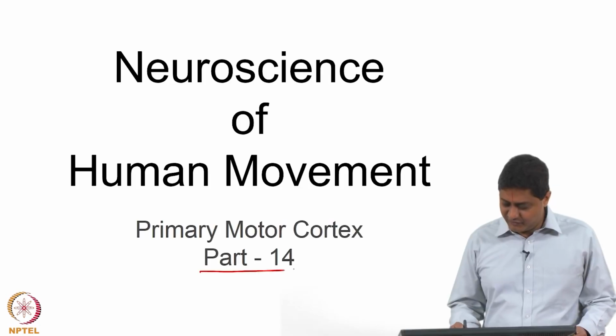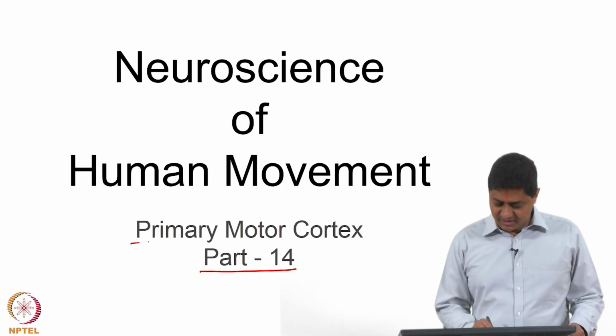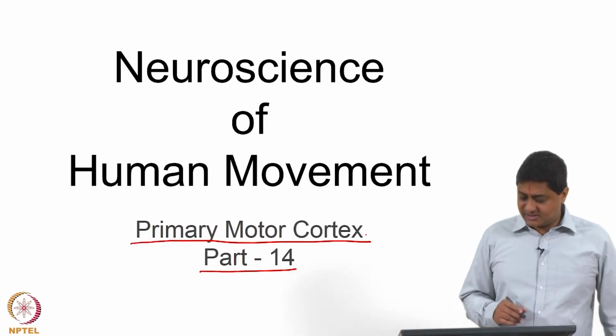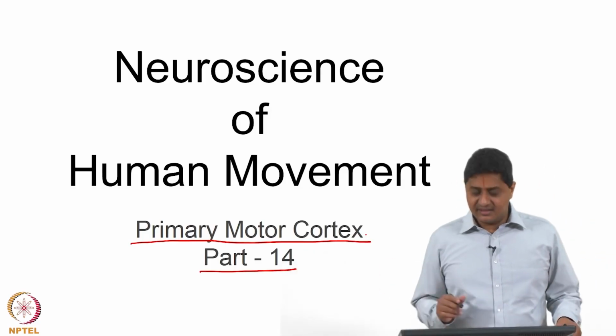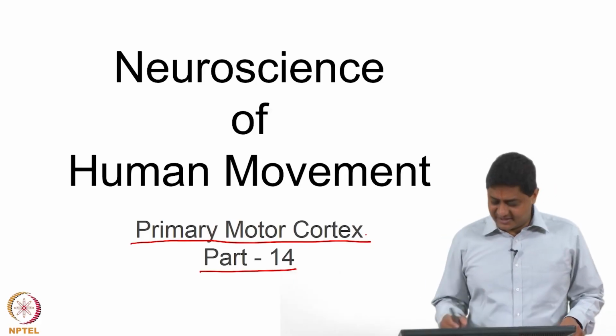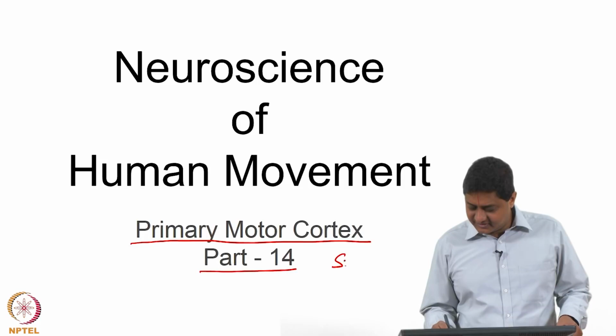Okay, so welcome to this class on neuroscience of human movement. This is part 14 of our discussion on primary motor cortex. We are almost done with our discussion on primary motor cortex. In this class and in the next class, we will be summarizing what we have learnt in the previous classes. So, in a way this can be called summary part 1.